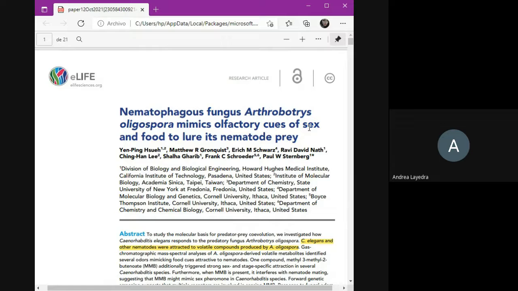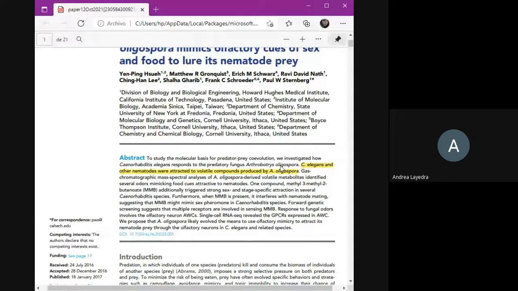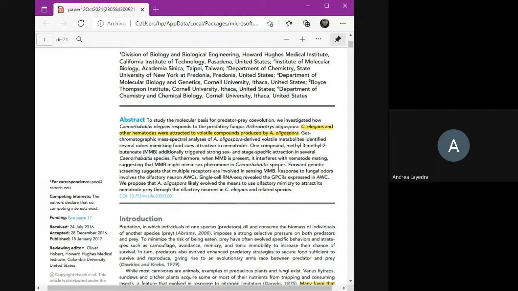Here, they investigated how Caenorhabditis elegans responds to the predatory fungus Arthrobotrys oligospora. This fungus produces volatile compounds like methyl 3-methyl-2-butenoate, or MMB, that mimic food cues attractive to nematodes and interfere with mating. Many fungi that grow in nitrogen-poor environments have likewise evolved carnivorism, and the nematodes, being the most numerically abundant animals on Earth, conveniently became the prey.